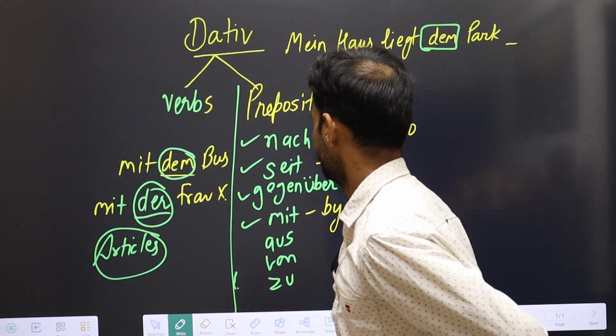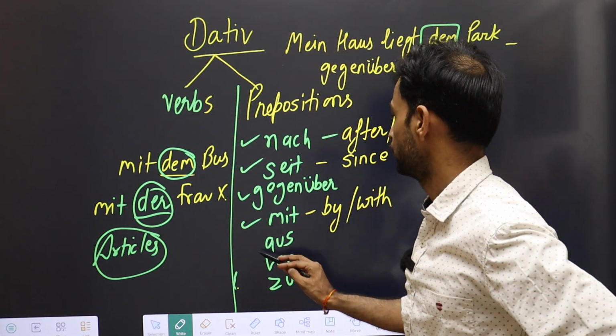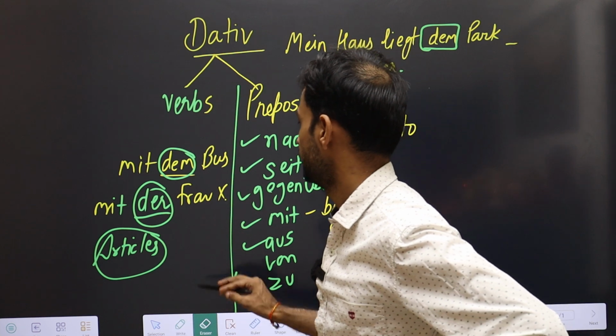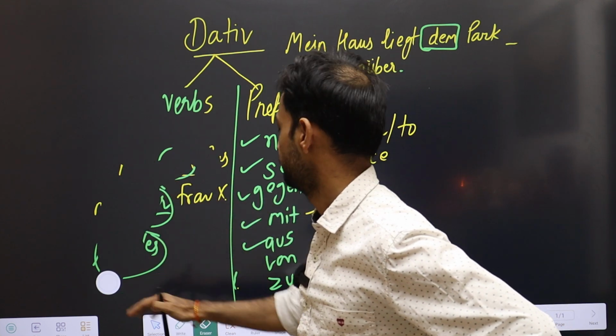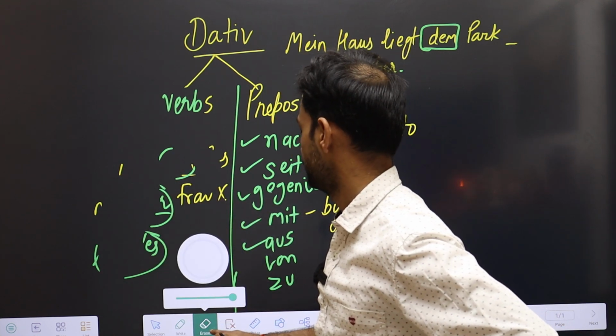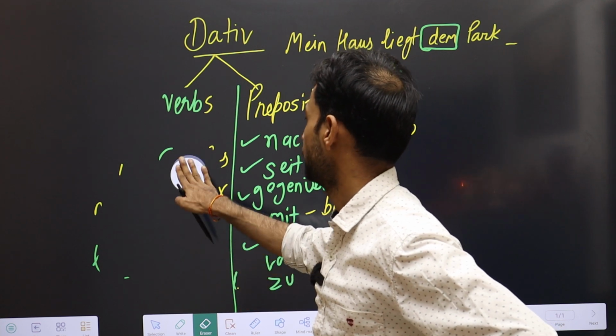Alright. Next is aus. Aus again means from. This preposition means from.